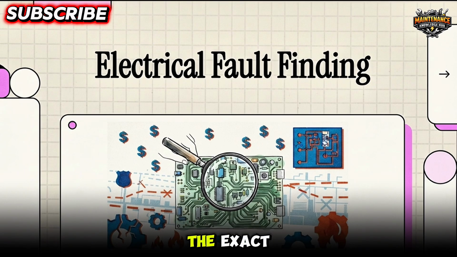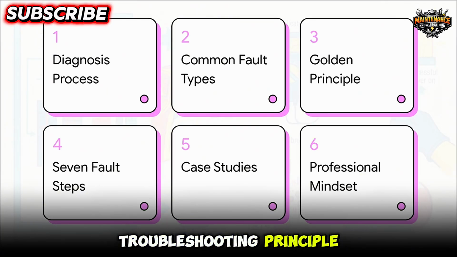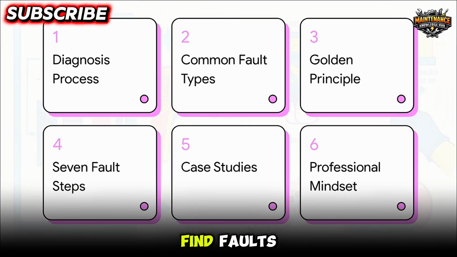So we're going to break down the exact systematic process of identifying, isolating, and correcting faults in these complex electrical systems. We are basically going to teach you how to be the lead detective of the factory floor. Okay, here is our roadmap for today. We'll start with diagnosis instead of guesswork, run through common types of electrical faults, uncover the golden troubleshooting principle, walk through the 7 steps to find faults, dive into some real-world case studies, and then finish up with thinking like a professional. Let's get into it.